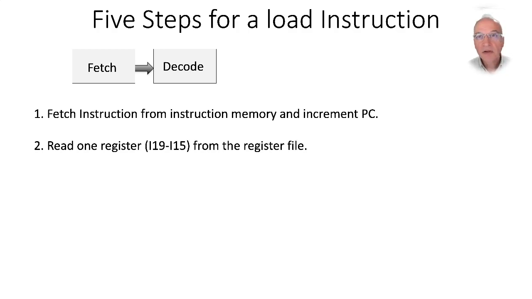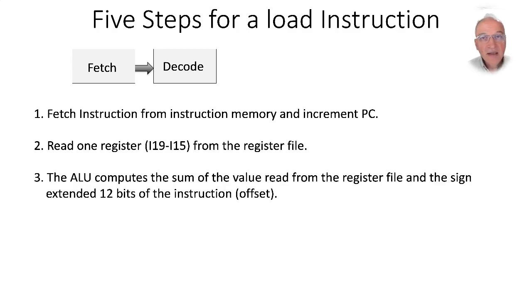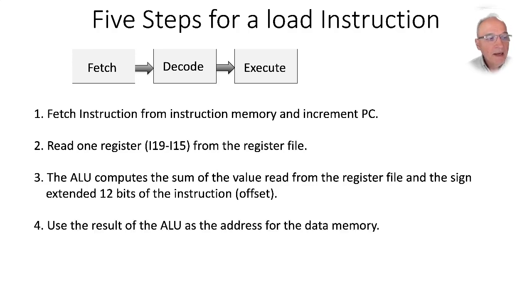But in the decode, in the case of the load, it's only reading one register from the register file, because the other operand comes from the sign extension of the immediate value. And then the arithmetic and logic unit in this case will be computing the address at which I'm going to do the access. So it's going to be adding the value of the register to the value of the immediate. So that's the execution. And then I'll use the result from the arithmetic and logic unit to access the memory.